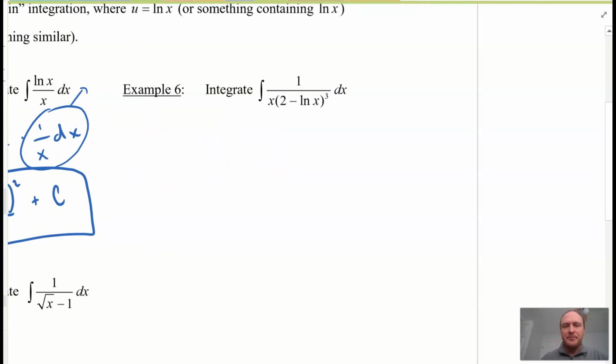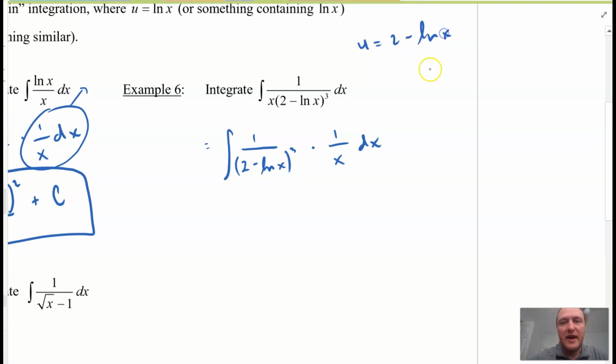Example 6. Again, I'm going to go ahead and integrate this. And I want you to see that we have 1 over 2 minus the natural log of x quantity cubed times 1 over x dx. Okay, and if I look at this denominator here, u is equal to 2 minus the natural log of x. Then u prime, I almost wrote du, I'm getting ahead of myself. u prime is negative 1 over x, right? So, well, I have the 1 over x. What I'm missing is the negative.